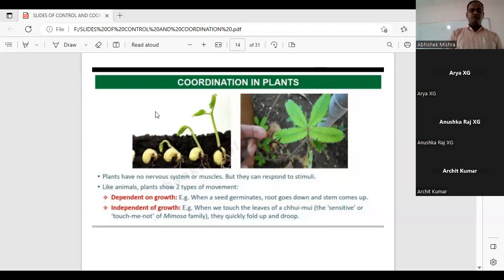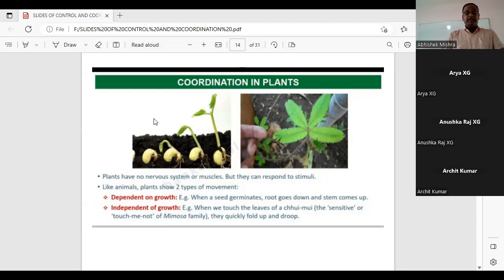Okay, let me give you a few examples. Suppose you are keeping a potted plant on the window side, and light is coming from one side of the window. After some days, what change do you observe in the plant? Does it bend towards the light or away from the light? Suppose the plant is here and the light is coming from this side. Will the plant bend towards the light, or away from the light? Okay, Nisha said towards light. Very good. So light is the stimulus and the plant is bending.